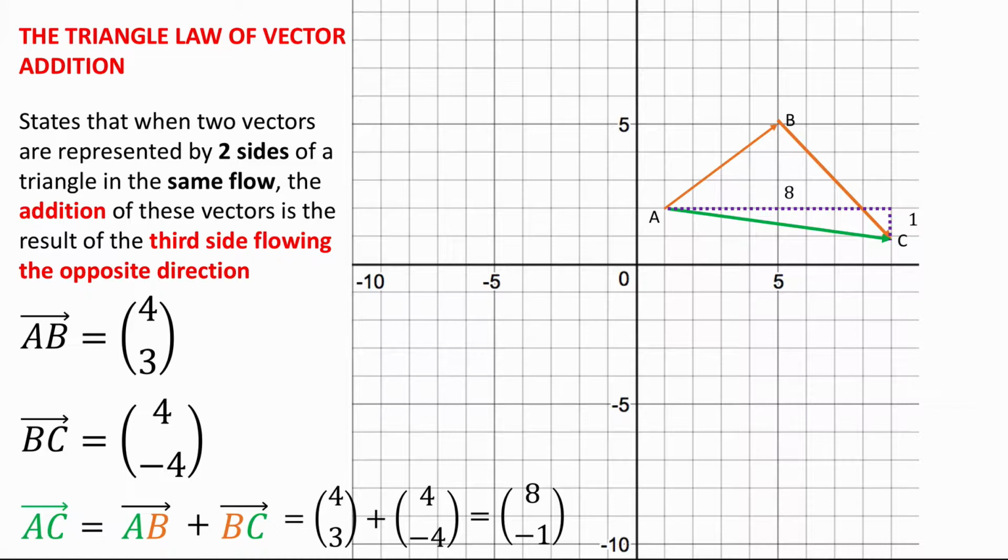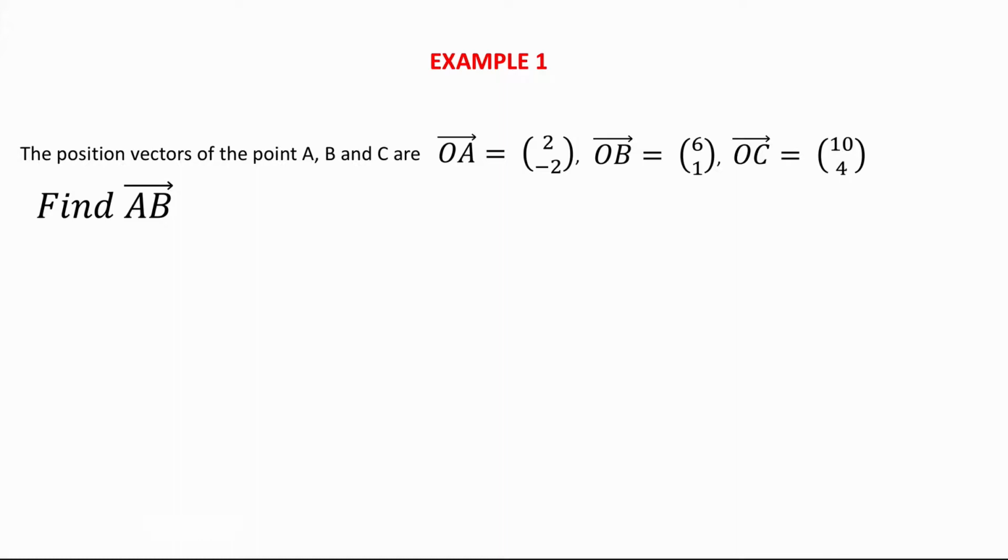Now when we apply the triangle law of vector addition, we see that A and C are the first and last letters of the two vectors, and B is the common letter between the two vectors. Let's look at an example. The position vectors of A, B, and C are OA 2, -2, OB 6, 1, and OC 10, 4. Find AB. Now by the triangle law, we know that AB is equal to AO plus OB.